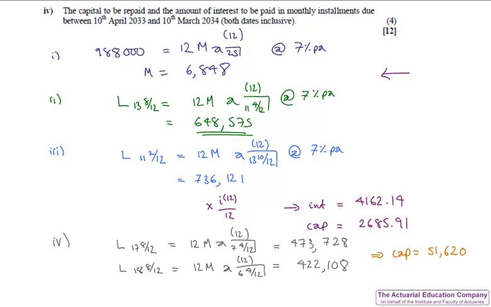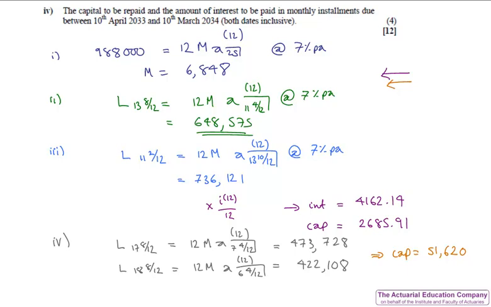51,620. Now, how do we get the interest? Well, remember, each month we're paying 6,848. The actual figure is about 0.04 or 0.05 if you use tables. So we're going to have 12 months of those payments, and we're told that we've paid off capital of 51,000.